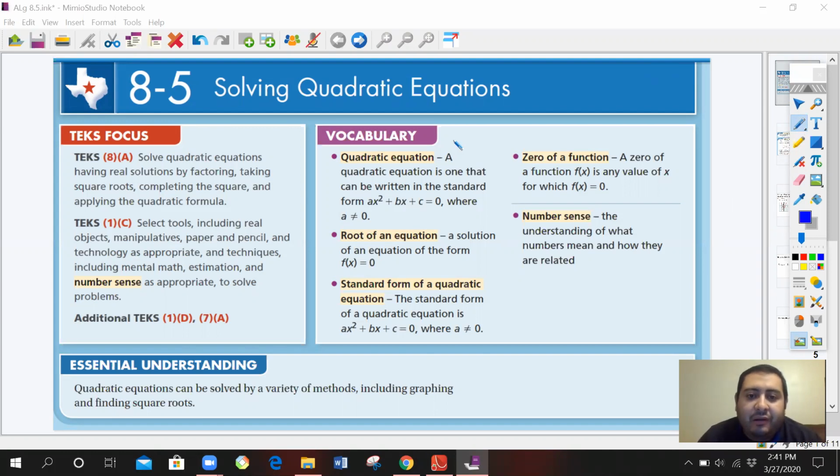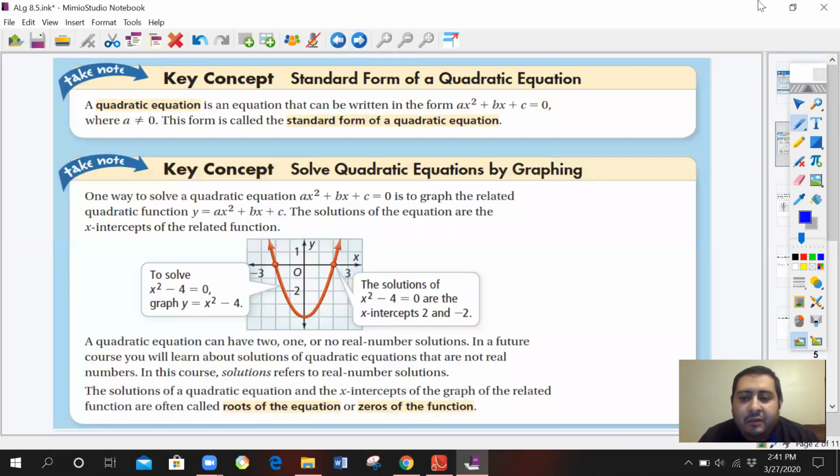Now, this is the vocabulary that we're going to be focused on for this type of lesson. You may pause it so you can read it carefully on what it stands for. Okay, so let's go ahead and look at the main concepts of today's lesson.